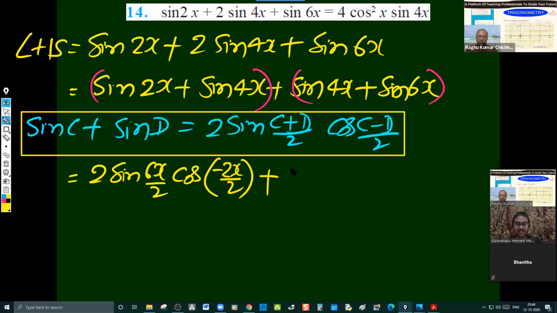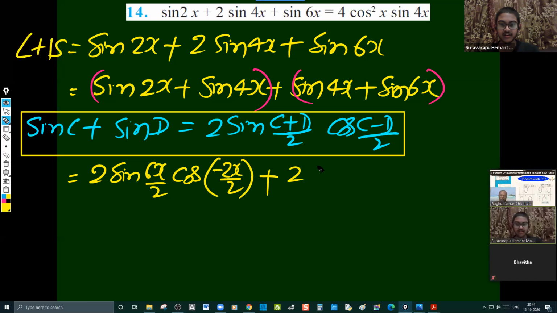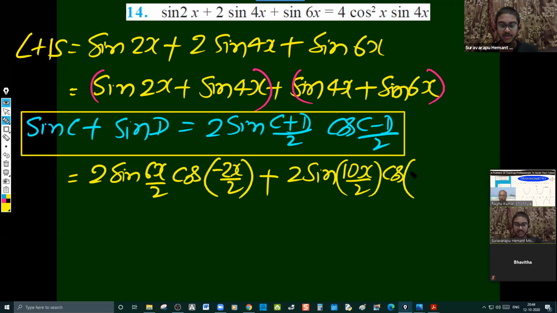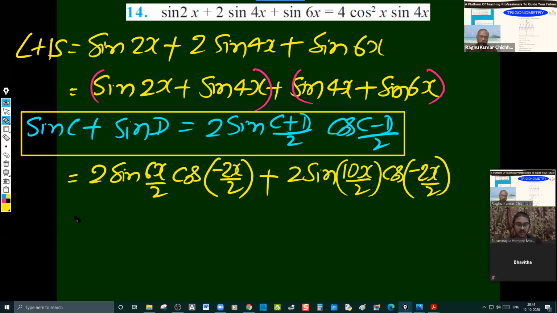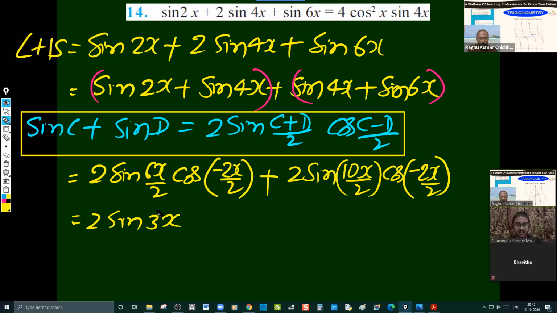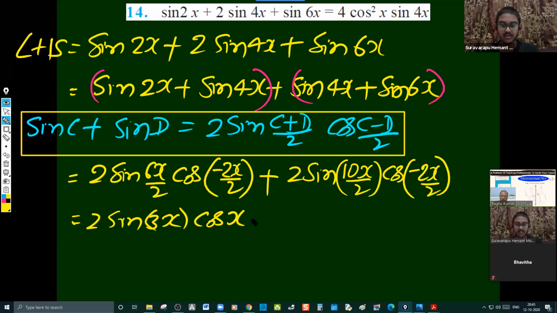Plus 2 sine 4x plus 6x by 2 cos 4x minus 6x by 2. How much is it? That's 10x by 2 and minus 2x by 2. Come on, tell me now. What should it be? 2 sine 3x cos minus x. What is cos of minus x? That's cos x. Now you need not write that minus out. Yes. Plus 2 sine 5x cos x.